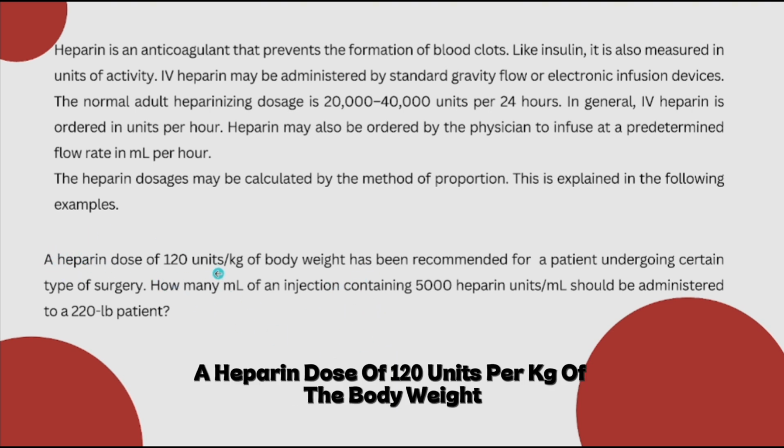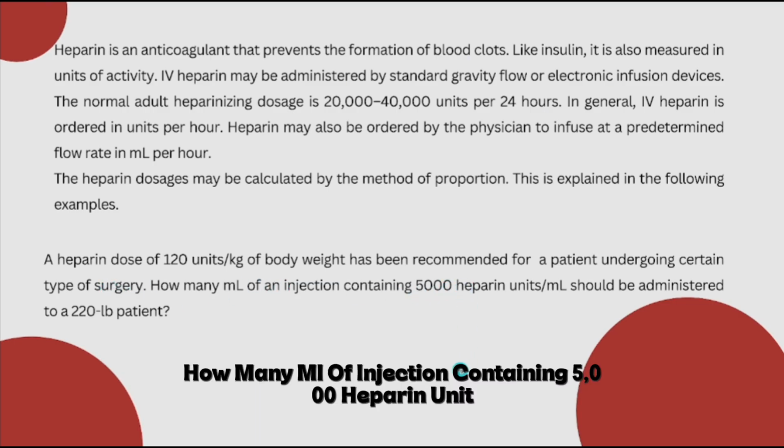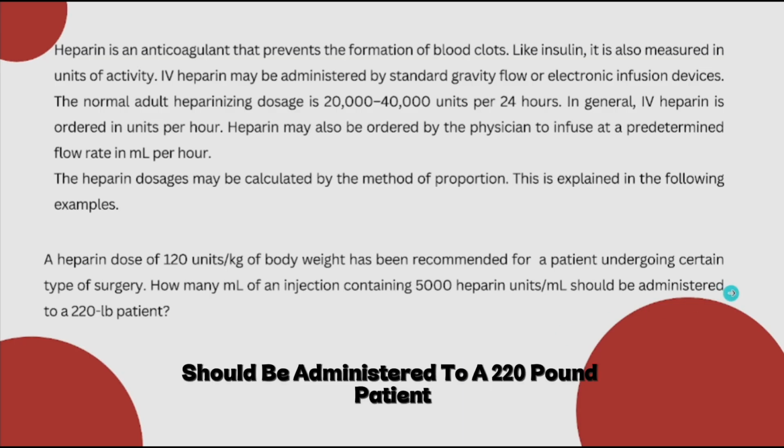In this example, a heparin dose of 120 units per kg of body weight has been recommended for a patient undergoing a certain type of surgery. How many ml of injection containing 5000 heparin units should be administered to a 220 pound patient?